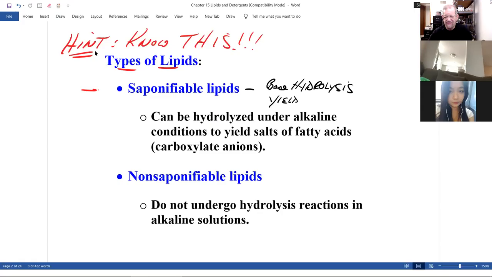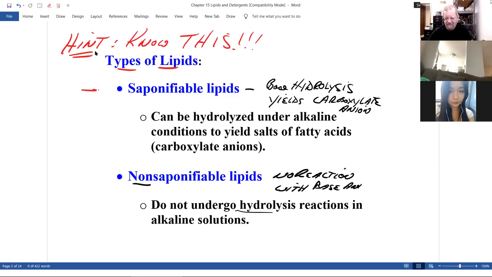It did. All right, and what this really means is a saponifiable lipid, base hydrolysis, yields carboxylate anions plus other things. Non-saponifiable, and the word saponifiable comes from saponification of an ester. Now, non-saponifiable, non meaning not, lipids do not undergo base hydrolysis, no reaction.